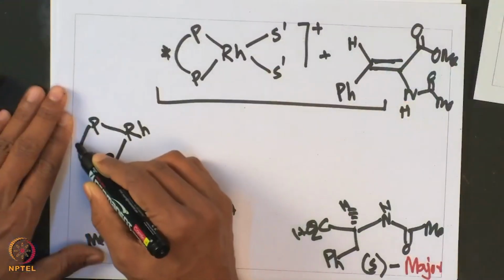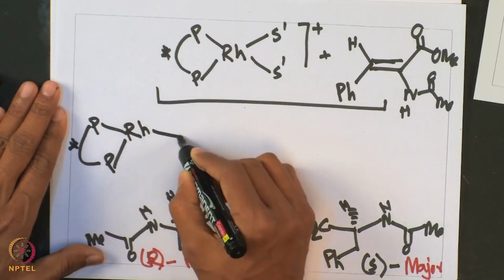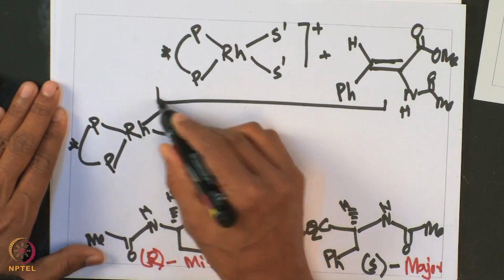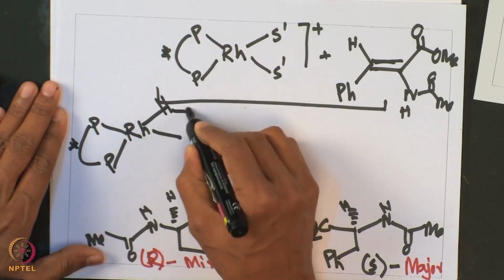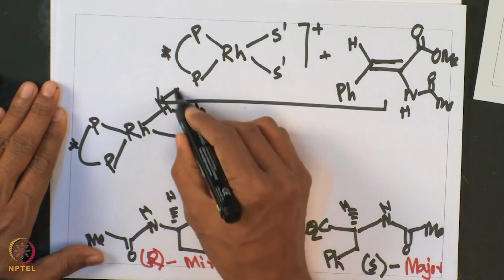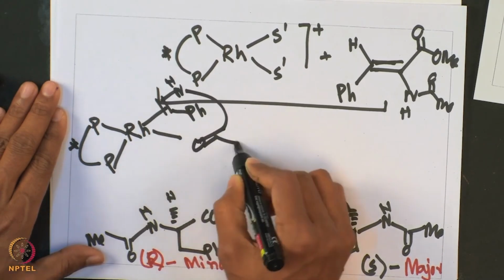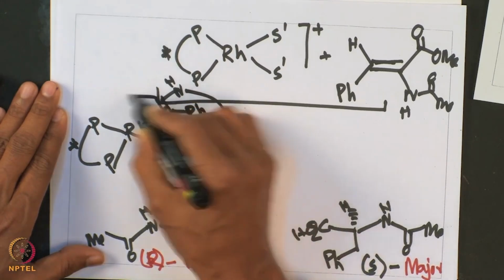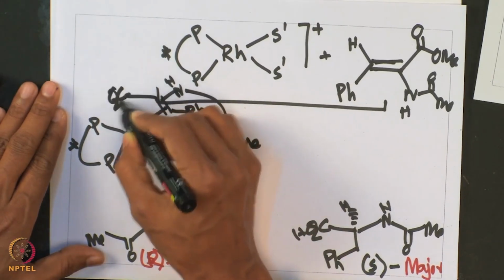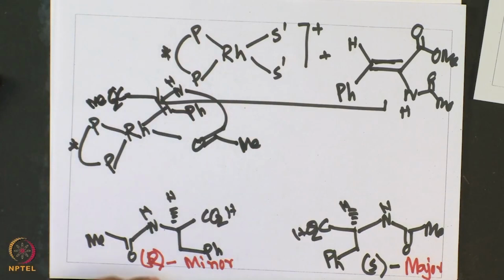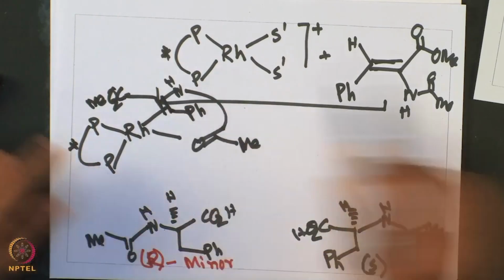Let us draw the mechanism, or let us draw the corresponding intermediate. The intermediate that was characterized has this phosphine ligand, and we have seen that the olefin is coordinated in a fashion. We have NH over there, and then we have COMe, and from this side CO2Me is attached. So, this is the olefin coordination.